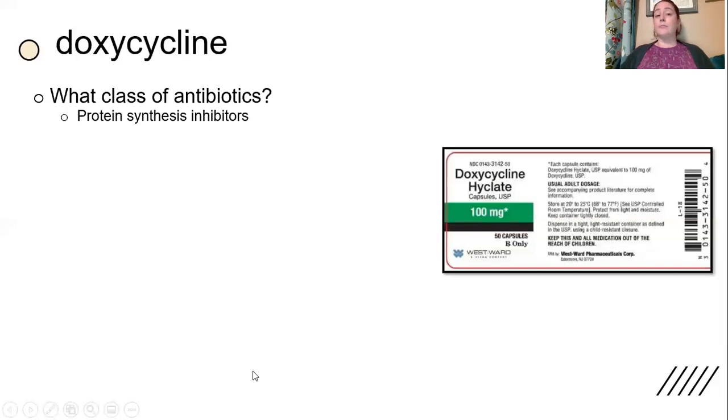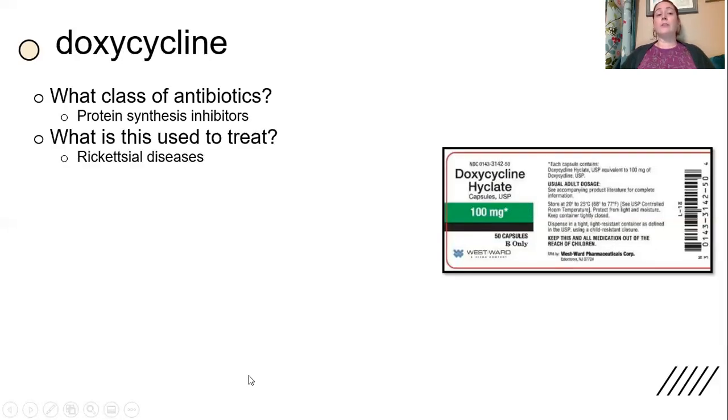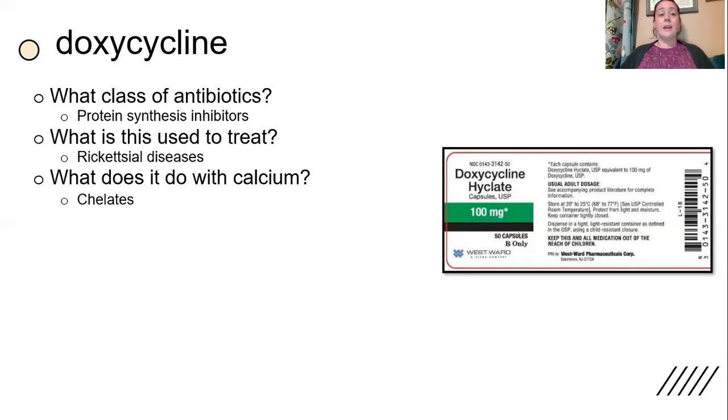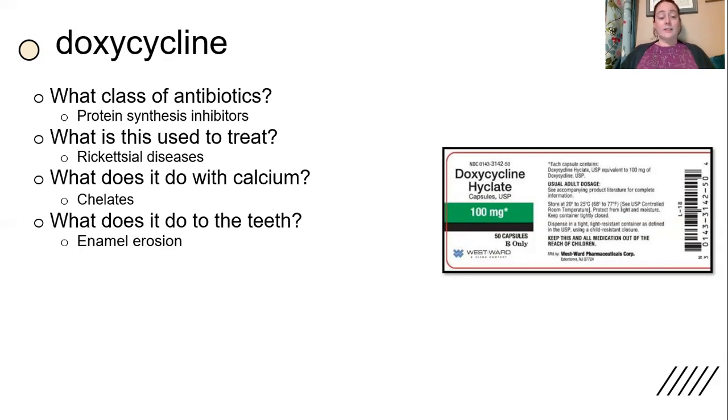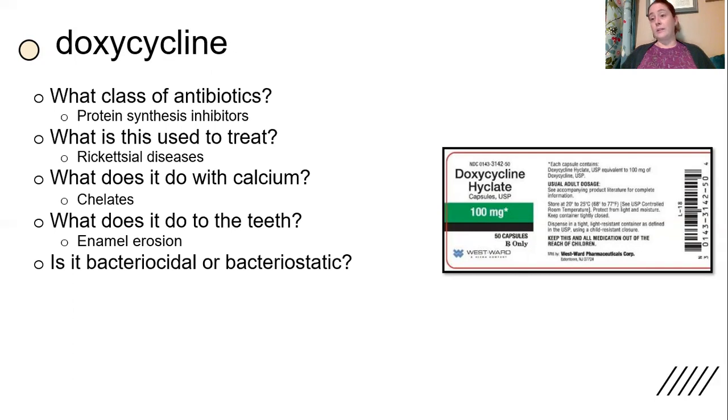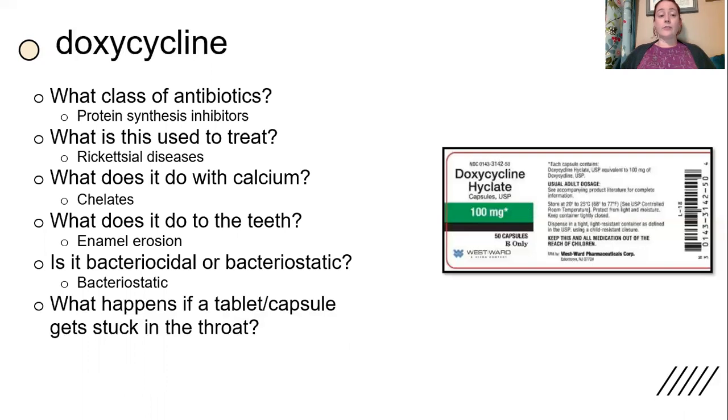Doxycycline, this is a protein synthesis inhibitor. We use it to treat rickettsial diseases, kennel cough, things like that as well. It chelates to calcium again. It can cause enamel erosion or enamel defects in the teeth, especially when used in young animals before all their teeth are formed, or in, say, a pregnant dog. We could cause enamel issues in the puppies. Is it bactericidal or bacteriostatic? This is going to be a bacteriostatic drug.